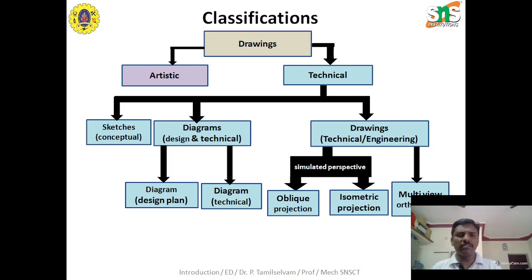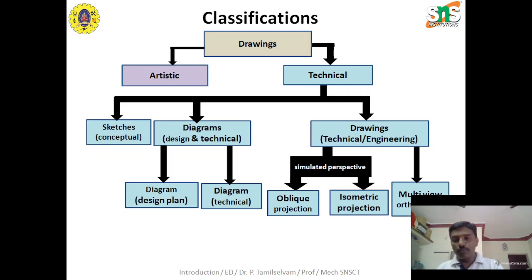The classification of the drawing is mainly into two things. One is artistic, another one is technical drawing. We are going to deal only with the technical drawings. Under the technical drawings we have sketches, which are only conceptual. Whatever we have in mind has to be produced into conceptual items. And the diagram will include the design and the technical aspects, where the design plan and the technical drawing are included.